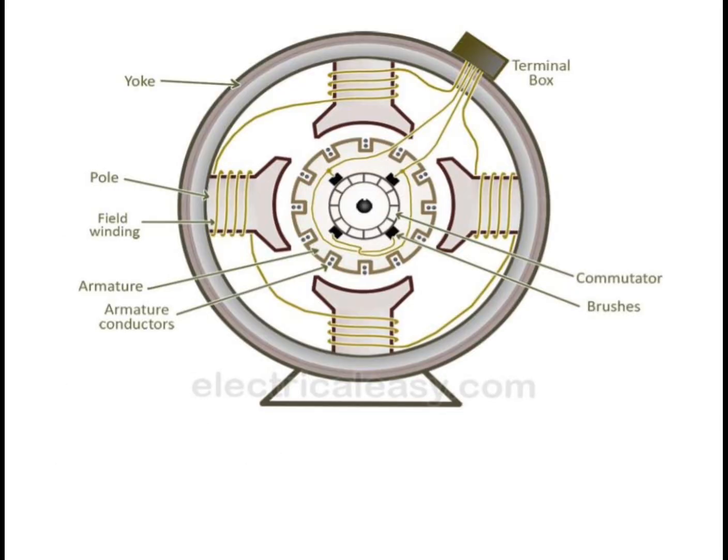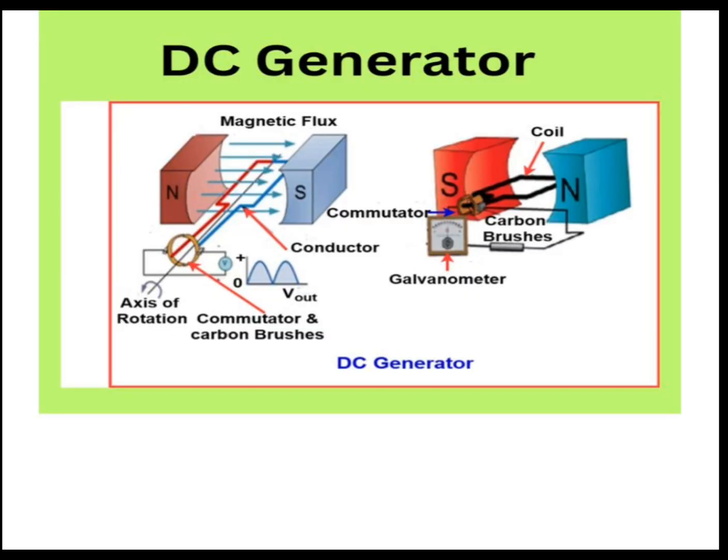Applications of DC generators. DC generators were widely used in the past for supplying power in industries and charging batteries. Today they are still used in some applications such as battery charging systems, electroplating, laboratory testing, and DC power supplies. DC generators are still important in understanding electrical machines.